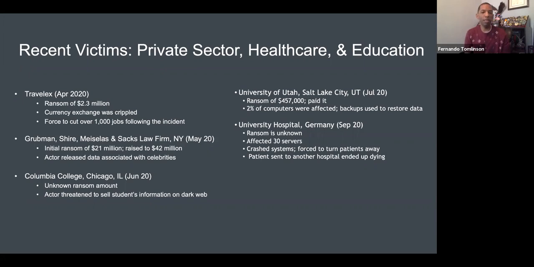We have Columbia College, unknown ransom amount, right? This actor was going to sell students' information on the dark web. Nobody wants that. University of Utah, 457,000, they paid it. It affected 2% of their systems, but 457,000. And the school, and I'll misquote them here, said something to the nature that while 2% is small, they went ahead and paid it because they didn't want to stretch it out and they didn't want to take the chance of other things happening.